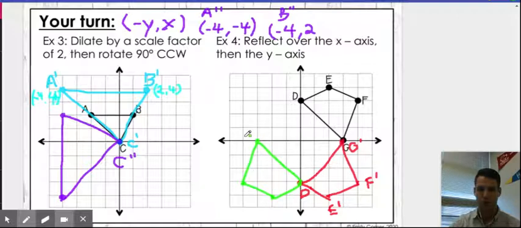So we'll just do some quick labeling of our new shape. G double prime. We have D double prime. We have F double prime. And finally, we have E double prime.